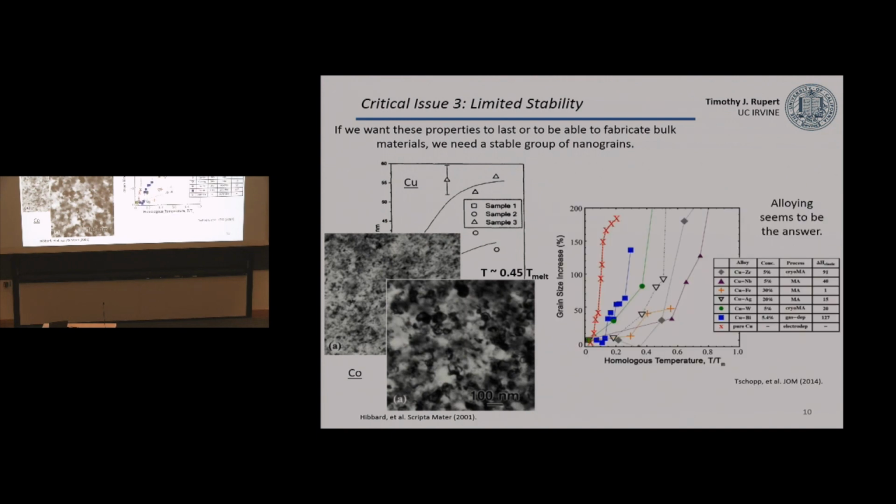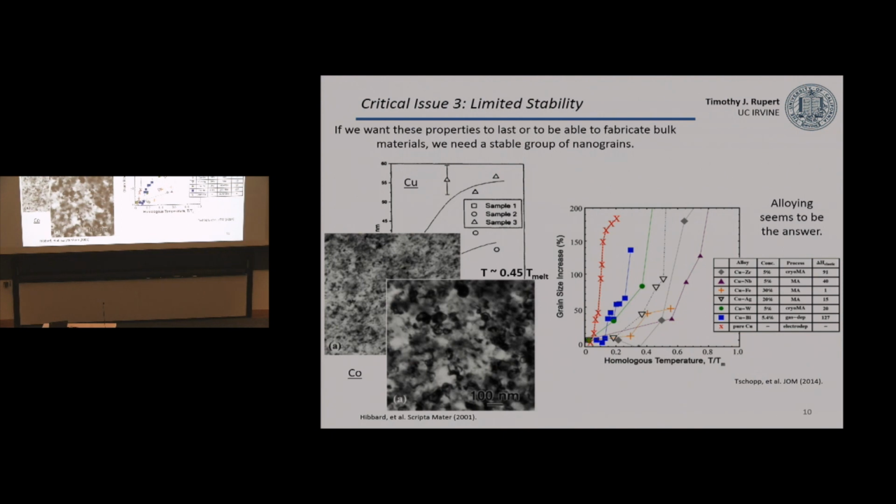So we're not going to focus a ton on this, but this is a consideration, and alloying your material seems to be the answer. So you want to put in a second element that goes to the boundary and stabilizes that microstructure. Here what we're showing is grain size as a function of homologous temperature. So as I increase my temperature, my grain size is going to go up. So I'm going to get some growth.